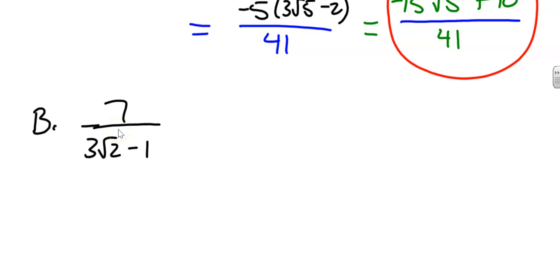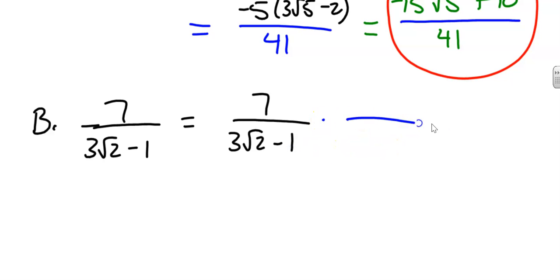Okay, so with this one, let's do 7 over 3 square root of 2 minus 1. Right, and again, for this one, all we're going to do is multiply by 3 square root of 2 plus 1. Just making sure we change that sign.